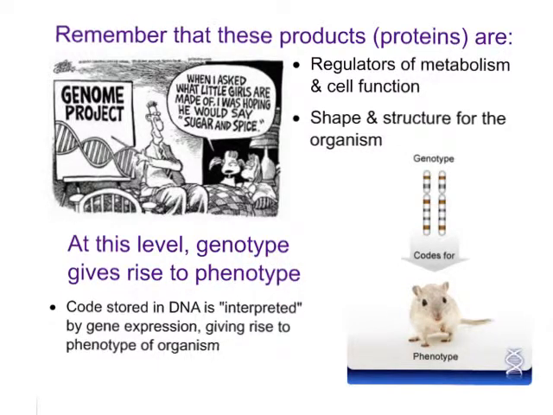The DNA genotype expresses itself in these proteins. It's the very molecular level of the phenotype of the organism. The code that's stored in the DNA is interpreted by gene expression, and it gives rise to that phenotype. Here's just a little picture showing the genotype codes for the phenotype. Just as in our example of the man that has achondroplasia, his genotype, the mutation in that, coded for achondroplasia and the specific proteins that created that.